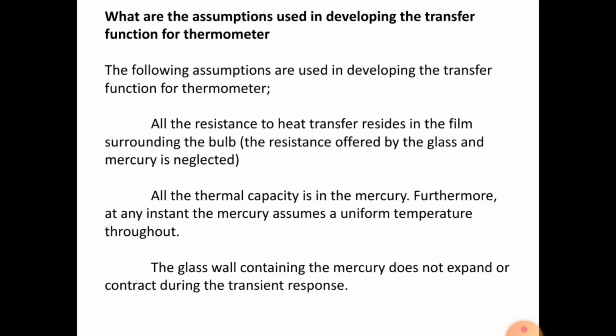What are the assumptions used in developing a transfer function for the thermometer? In the thermometer we have made three assumptions. First, all the heat transfer resistance lies within the film surrounding the bulb. The resistance offered by the glass and mercury is neglected, so all the thermal capacity is in the mercury. Furthermore, at any instant the mercury assumes a uniform temperature throughout. The third assumption is that the glass wall containing the mercury does not expand or contract during the transient response. So these are the three assumptions which we made to measure the temperature using a thermometer.